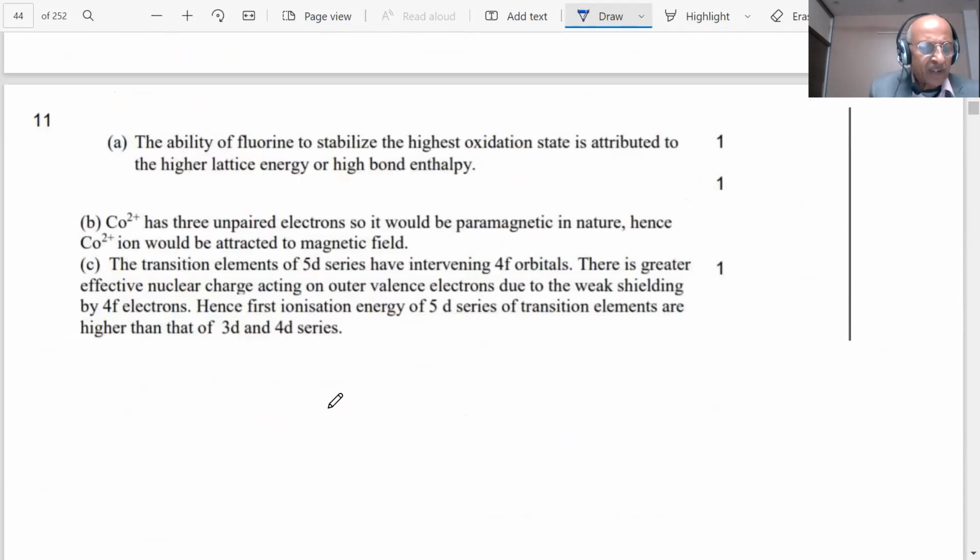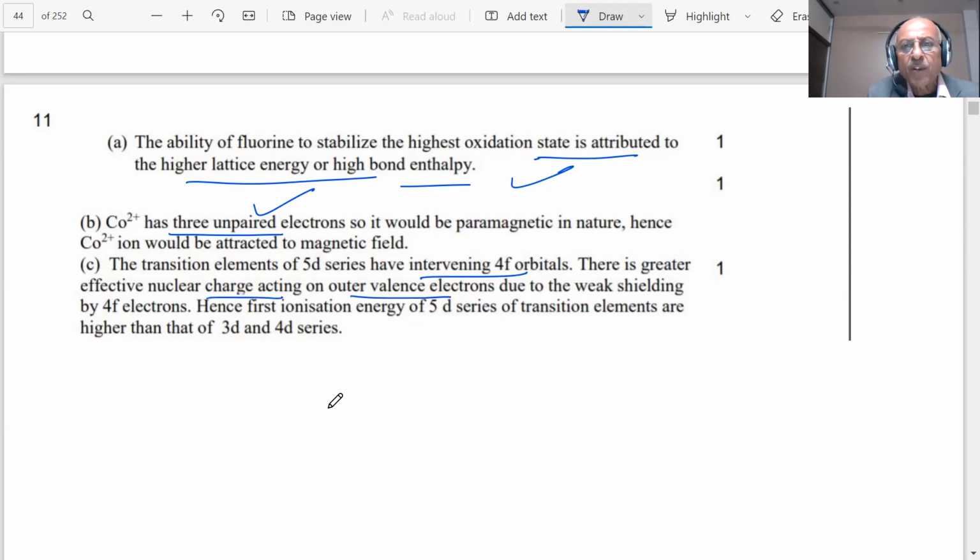The answers given by the CBSE are on the screen, students. The ability of fluorine to stabilize highest oxidation state is attributed to high lattice enthalpy or bond enthalpy. Cobalt has 3 unpaired electrons. We have shown you, transition 5d has intervening 4f. There is a greater effective nuclear charge acting on the outer electrons due to weak shielding by 4f.